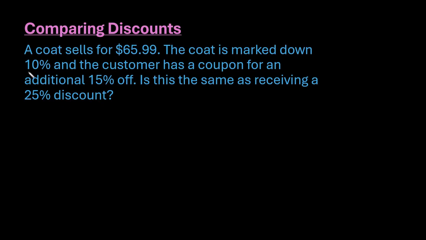The first thing that we have is that it's marked down 10%. You can calculate the cost that they're going to pay after that in two ways. One of which is you can take the $65.99 times the 10%. And remember that anytime you're dealing with percentages, you do have to convert them to a decimal. So they're going to get approximately 6.599, or $6.60 off of the jacket.